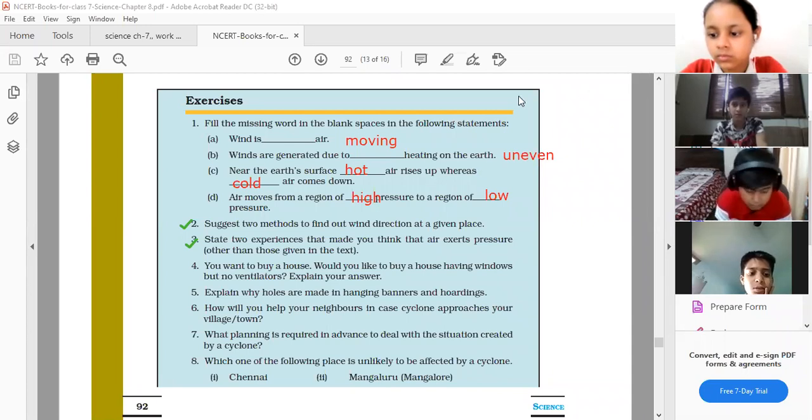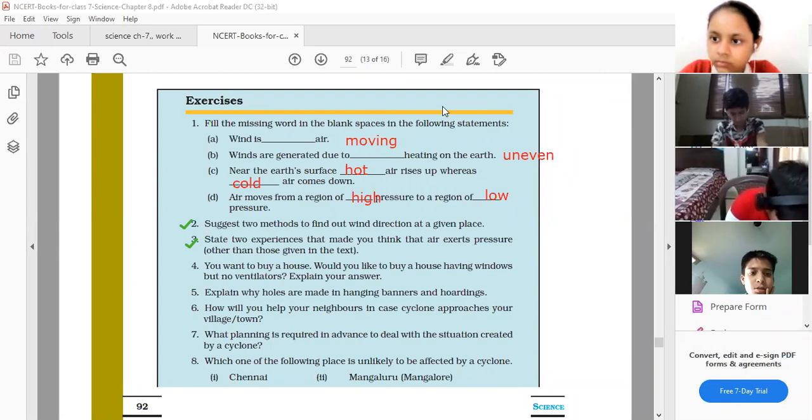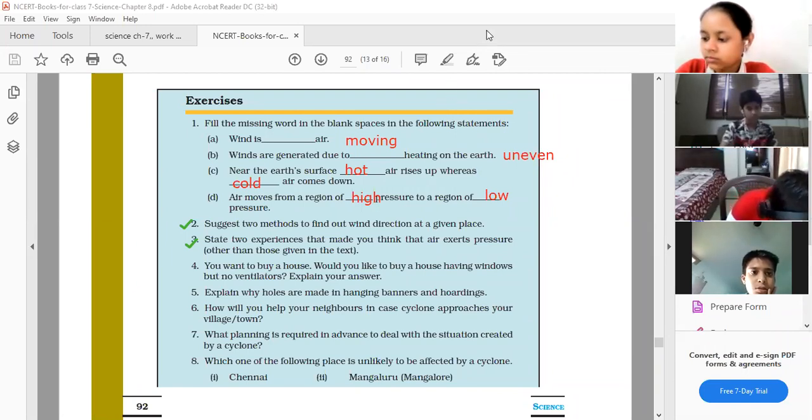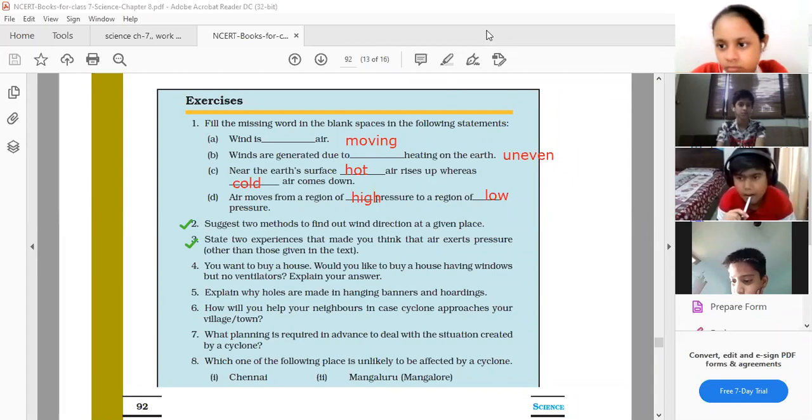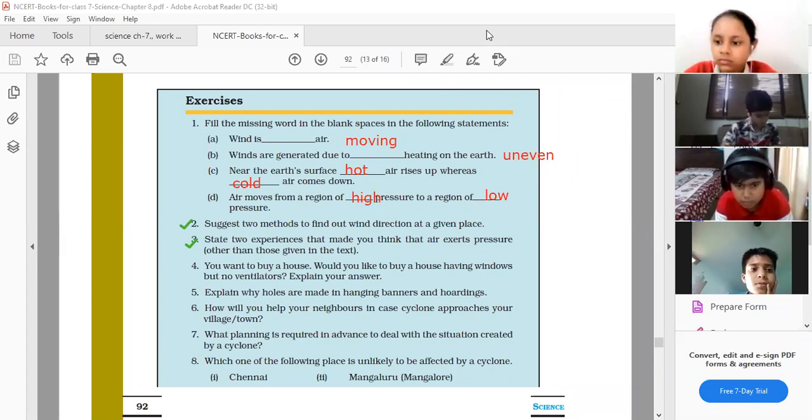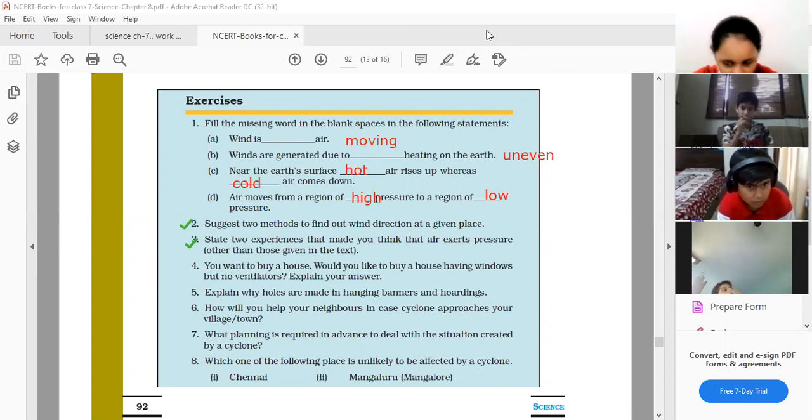Yes, ma'am. Okay. Ma'am, blowing air in a balloon makes it expand. Okay. When we blow air inside the balloon, or when we inflate it, it becomes bigger in size. And if we put more pressure and one more air has been added, then what happens? The balloon gets burst. So it means the balloon exerts the pressure. Any other example you can give?